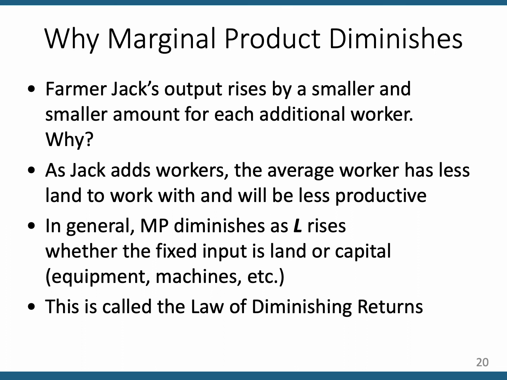So Farmer Jack's output rises by smaller and smaller amounts each time he hires another worker. That doesn't mean he shouldn't hire the worker. He should hire the worker if he wants output to increase. And we're going to get to eventually, well, how many workers should he have and how much output should he produce? That's where we're going. That's sort of by the end of the chapter, we're going to be at that point. Right now, we're just trying to understand the production function.